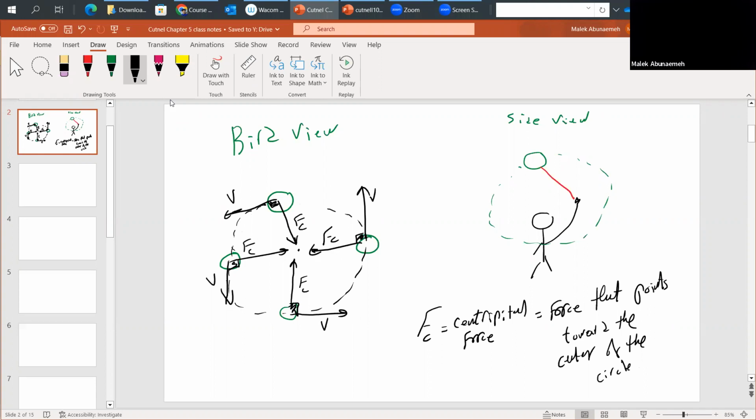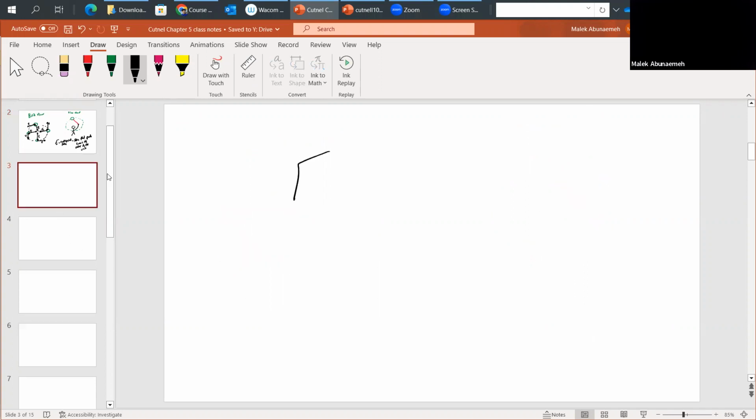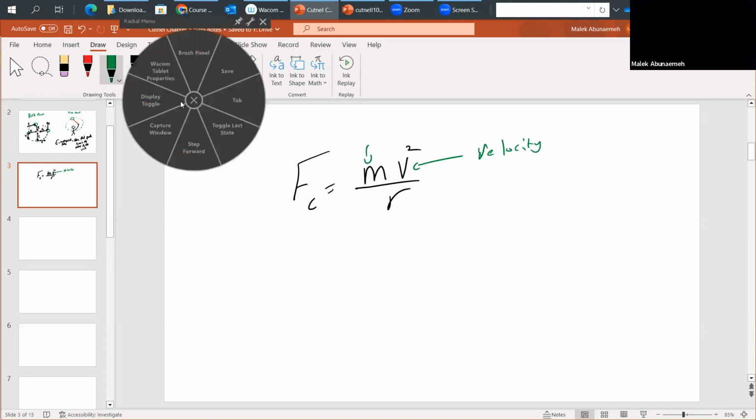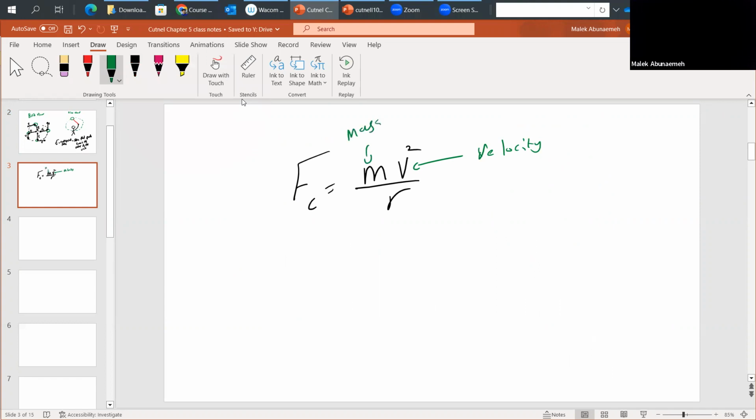Now, the centripetal force, this FC, is going to equal the mass of the object times V squared divided by R. V, that's your velocity. M, that's your mass. And R is the radius. So the magnitude of the centripetal force equals mv squared over R. This is your centripetal force.